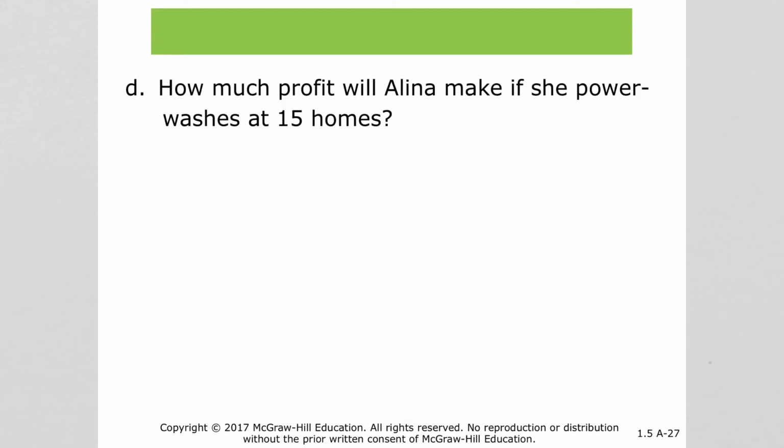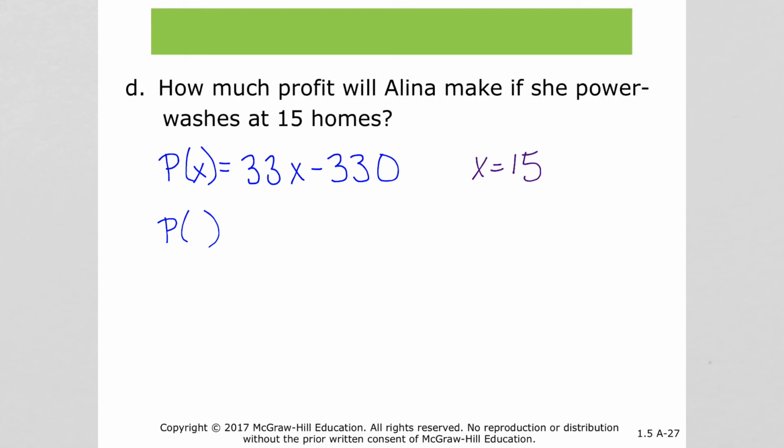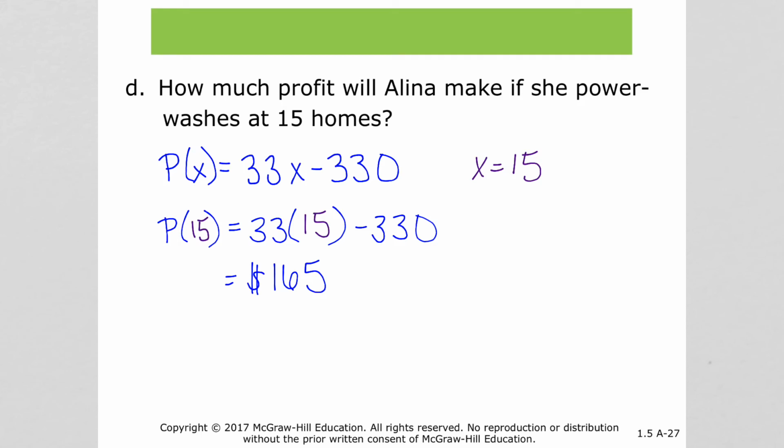Part D asks us, how much profit will Alina make if she washes 15 homes? So remember, X was the number of homes. So we're going to let X be 15. So we're finding P of 15. So multiply and add, and we get that she will profit $165 by cleaning 15 homes.